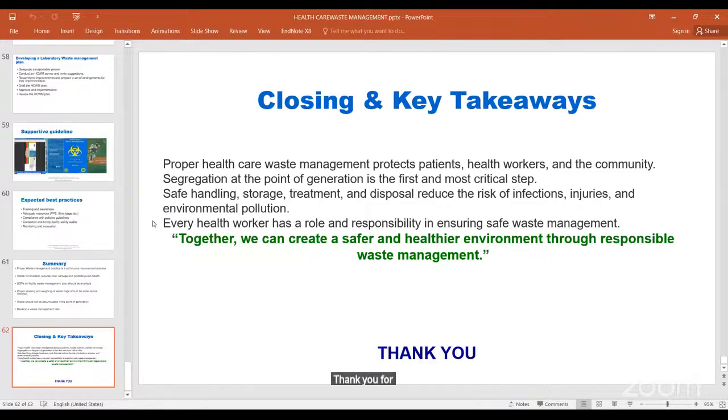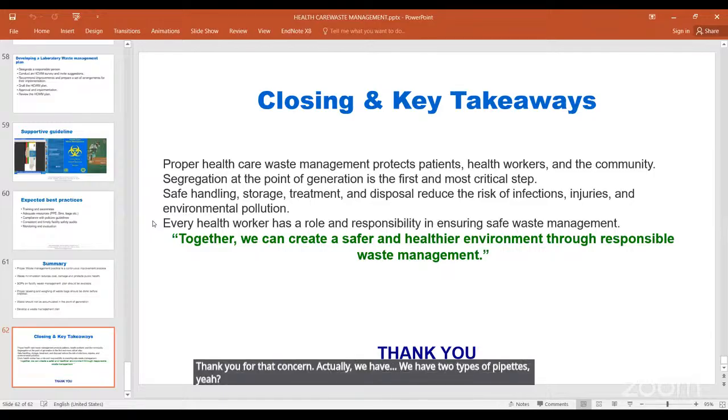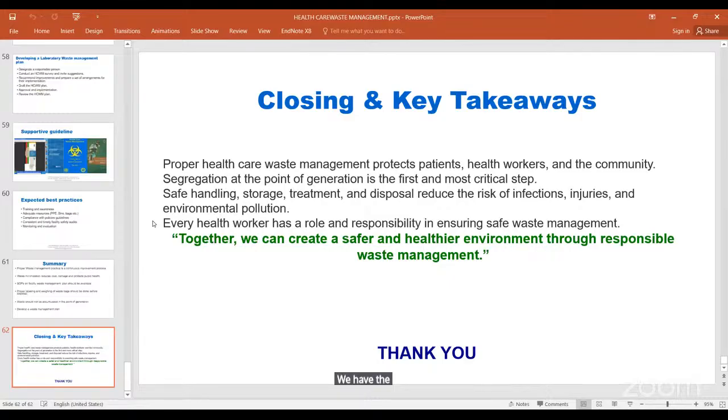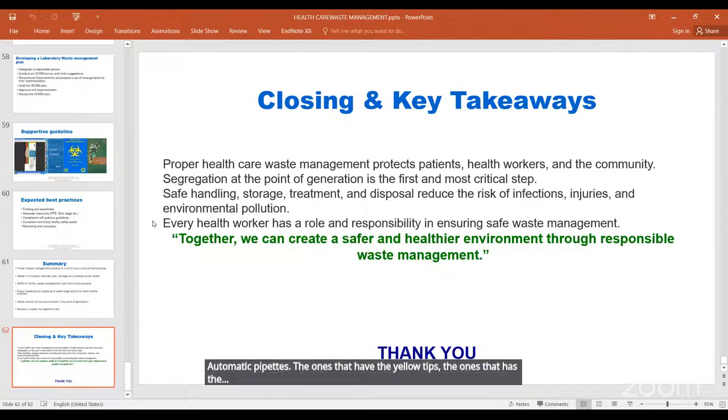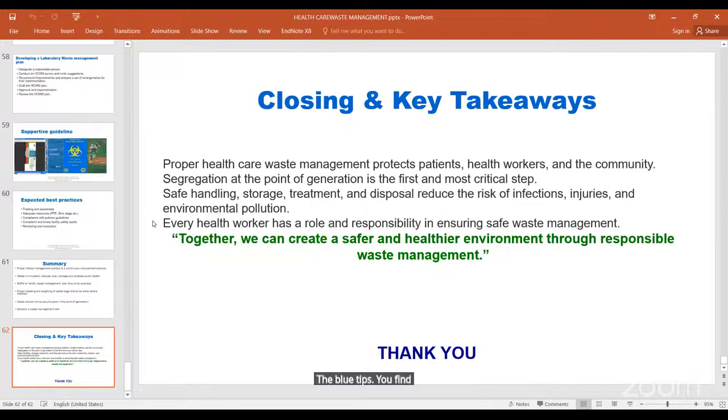Thank you for that concern. Actually, we have two types of pipettes. We have the pipettes that are used with automatic pipettes, the ones that have the yellow tips and the ones that have the blue tips. You find that some of them are very sharp, and that plastic also is very hard. It is not like the normal plastic pipettes.